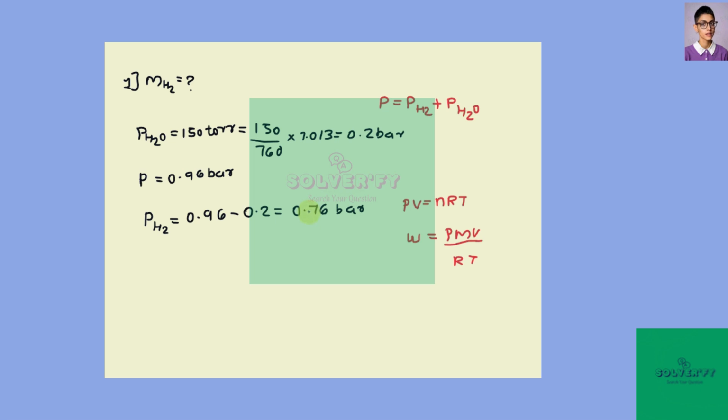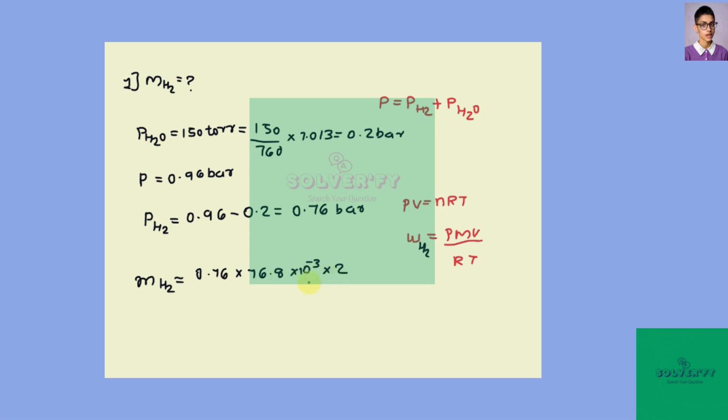In this question, the pressure, volume, mass and temperature are all given. We have to find out the mass of hydrogen using the ideal gas equation PV equals nRT. As we have to find the mass of hydrogen, we can rewrite this equation like this. The pressure is 0.76, and the volume is 76.8 into 10 raised to minus 3 liter.